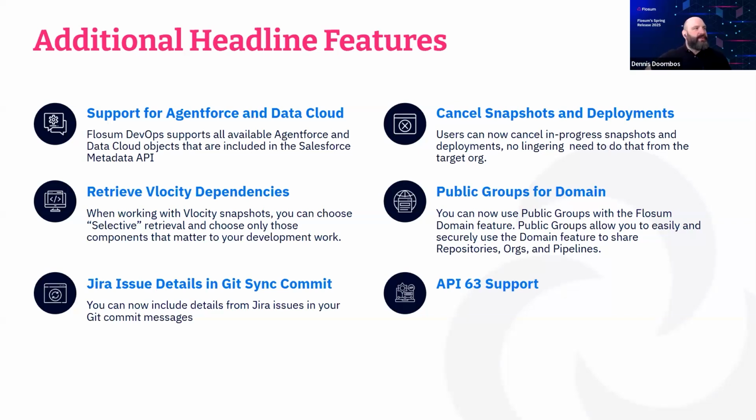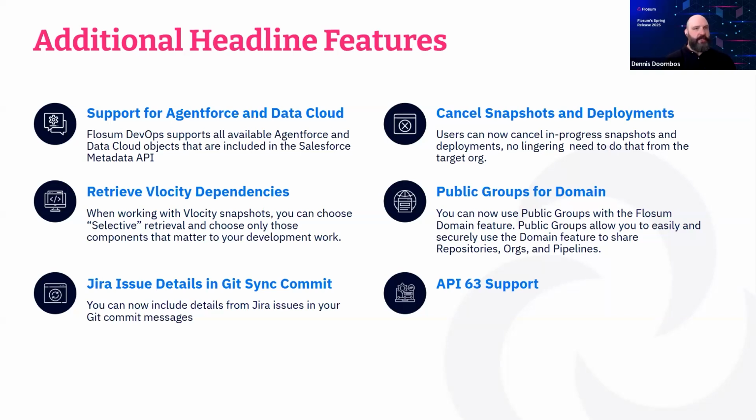For Velocity users, we've added a retrieval of dependencies feature. If you're using Velocity, you can do a Velocity snapshot. You can choose selective retrieval. You don't have to choose all of your data raptors or OmniScripts. You can choose just the components that you want. And then you can also choose any of the dependencies that are generated by those components. So you no longer need to know exactly which components you need to select. You can use selective retrieval and then check the box for view dependencies.